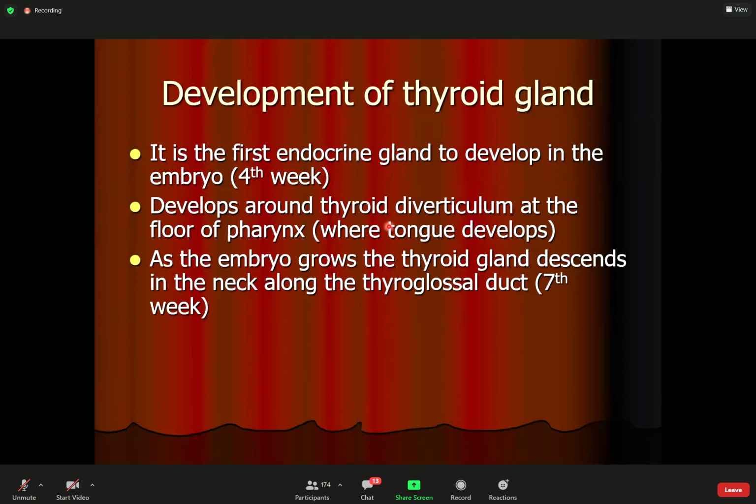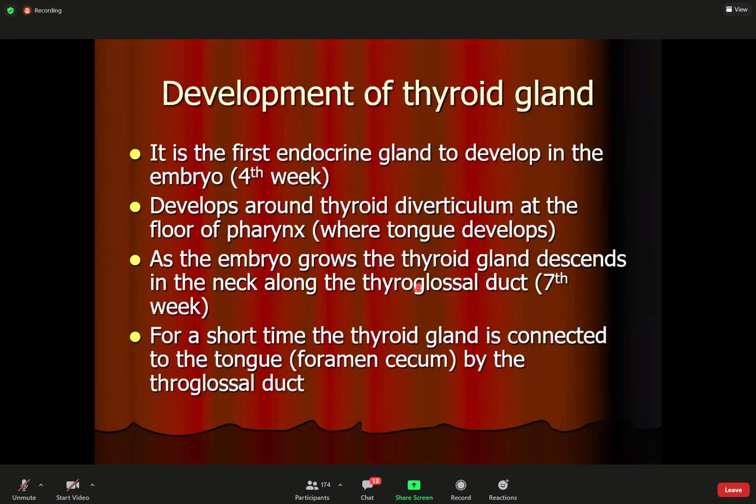Very important. As the embryo grows, the thyroid gland descends in the neck along the thyroglossal duct. So remember thyroglossal duct. Sometimes the duct could have a cyst. We call thyroglossal cyst. But the important part is thyroid gland comes from the tongue through the thyroglossal duct and descends, just like testis, I told you. Thyroid gland descends from the tongue in the midline. For a short time, the thyroid gland is connected to the tongue, foramen cecum, by the thyroglossal duct. So it comes from the foramen cecum.